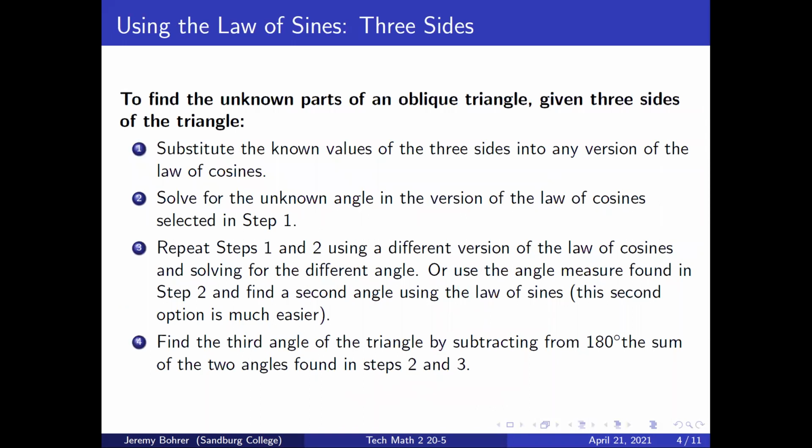To find the unknown parts of an oblique triangle given three sides of the triangle, first, substitute the known values of the three sides into any version of the law of cosines. Second, solve for the unknown angle in the version of the law of cosines selected in step 1. Third, repeat steps 1 and 2 using a different version of the law of cosines and solving for a different angle. Or use the angle measure found in step 2 and find a second angle using the law of sines. This second option is much easier. And fourth, find the third angle of the triangle by subtracting from 180 degrees the sum of the two angles found in steps 2 and 3.